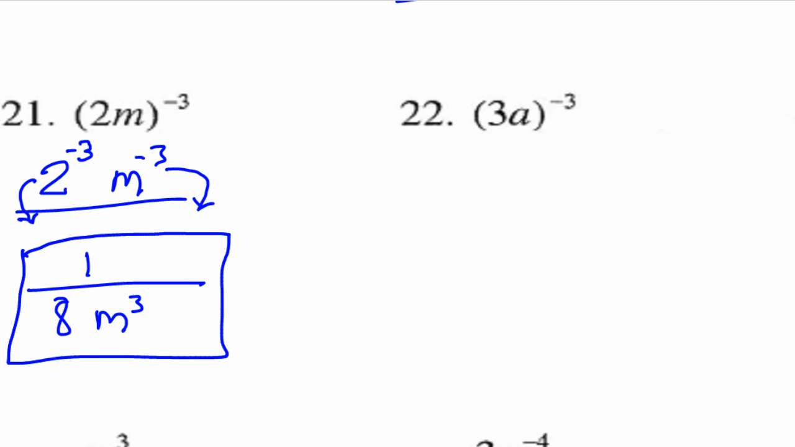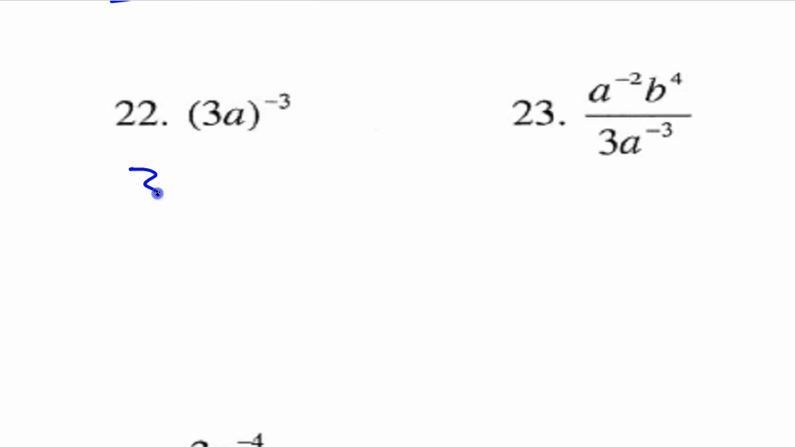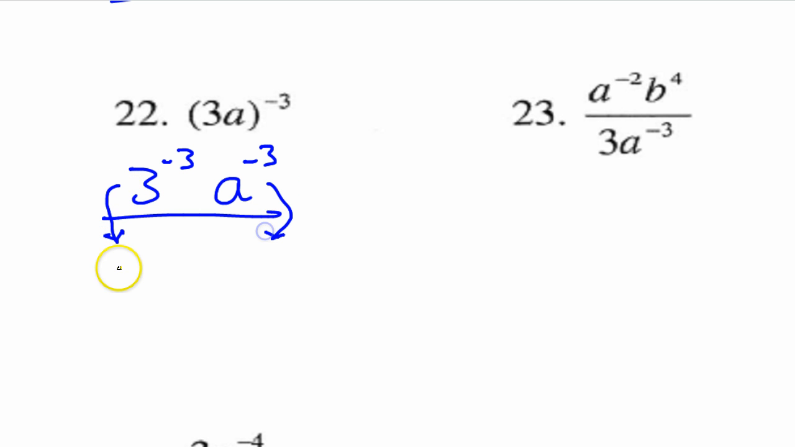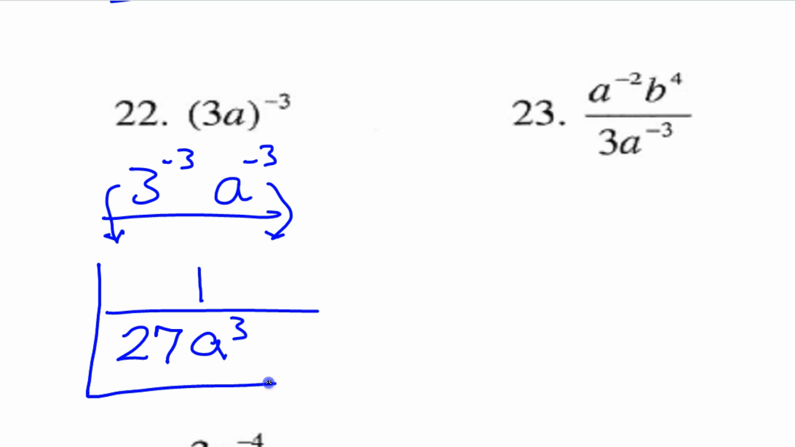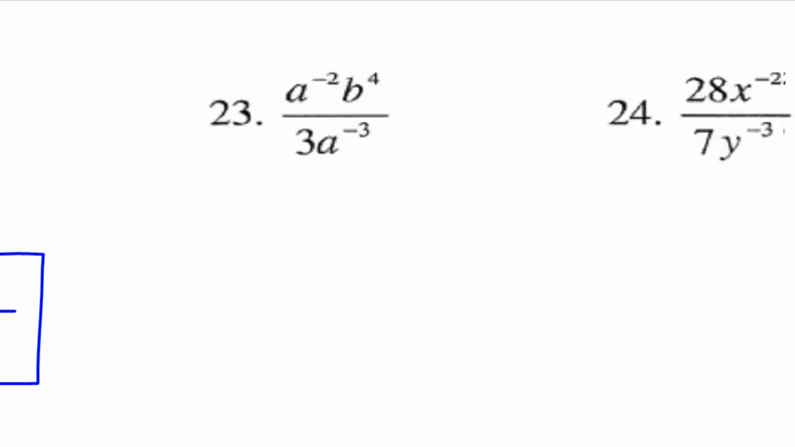Similarly, when you look at number 22, this will be like 3 to the negative 3 power and a to the negative 3 power. Just like before, both of these are going to have to drop down. So this is going to give us 3 to the 3rd power, a to the 3rd power. We'll need this 1 sort of as a placeholder. 3 to the 3rd power is 27. If you're doing the second power or the third power, you should go ahead and do it. So that's number 22.